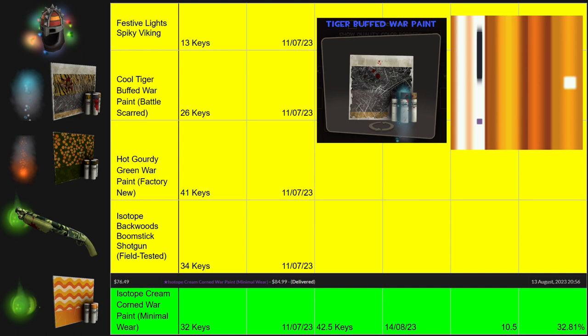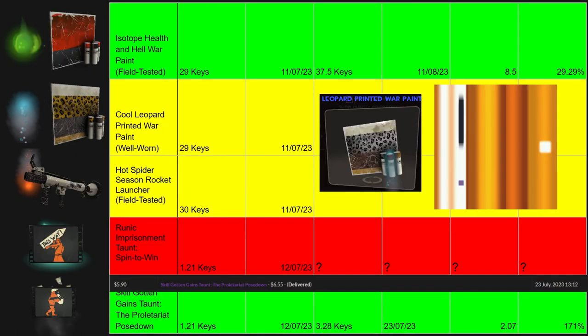Isotope Cream Corned Warpaint Minimal Wear. 32 keys is actually a lot to pay for something like this, but I got lucky and sold it quickly for a good margin. Isotope Health and Hell Warpaint Field Tested. Now if this was the green version, Isotope would literally triple its value, but it's not. Still good looking though, and a great margin for a fast time.